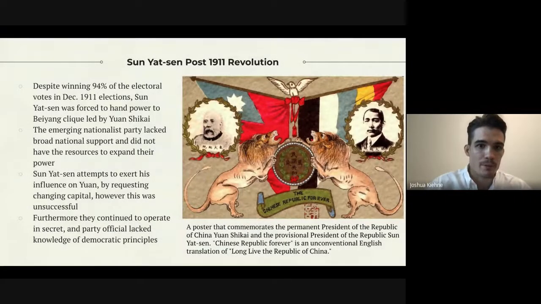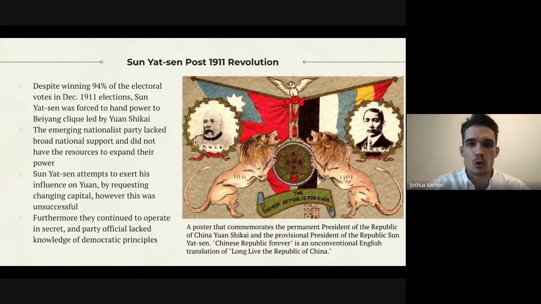So just to rewind a bit, post the 1911 revolution, which was successful in removing the Qing dynasty, the Manchus have finally been removed from power, and the first Chinese elections are held. Sun Yat-sen wins 94% of the electoral votes in December. However, his power is very limited to the southern regions of China. We're looking around the Guangzhou area.